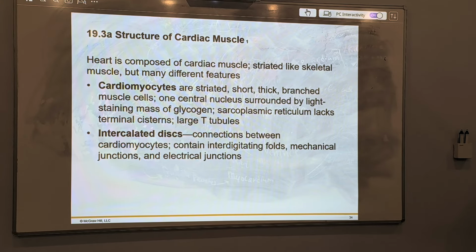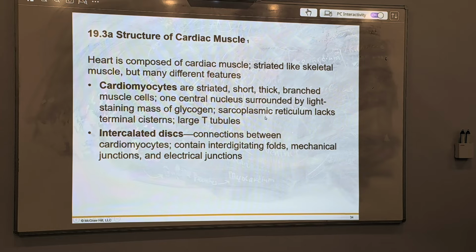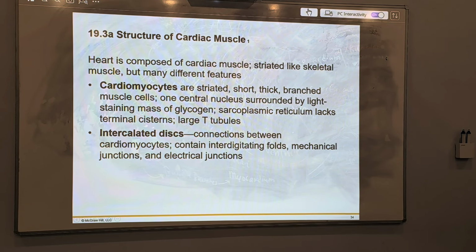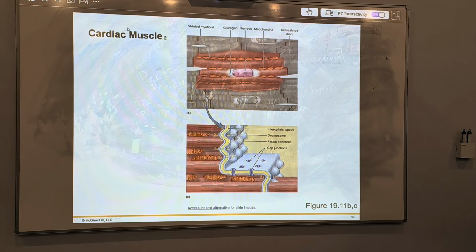Cardiomyocytes are striated, short, and thick branched muscle cells. There is one central nucleus surrounded by a light-staining mass of glycogen, and a sarcoplasmic reticulum that lacks the terminal cisternae. Intercalated discs are connections between the cardiomyocytes, and they contain interdigitating folds, mechanical junctions, and electrical junctions. So those are the striations. This is the cardiac muscle, and you see that's the glycogen, that's the nucleus, and this is the mitochondria.